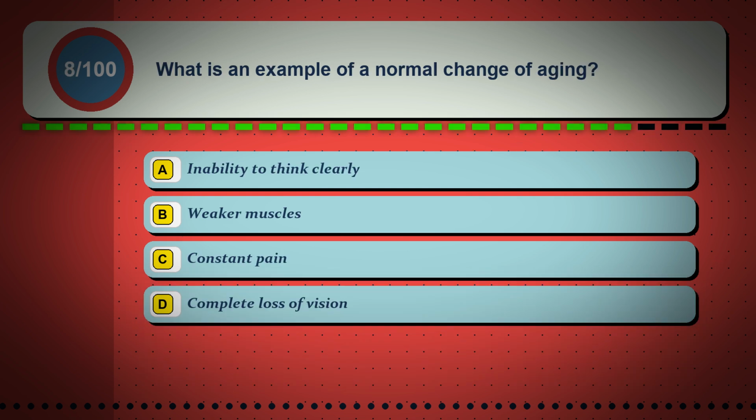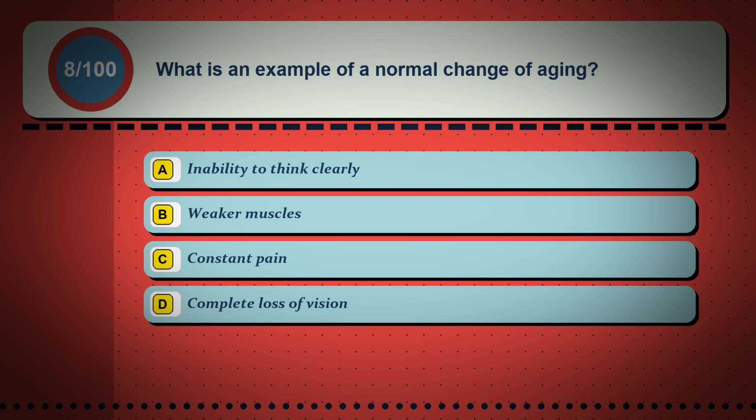Question 8. What is an example of a normal change of aging? Option A. Inability to think clearly. Option B. Weaker muscles. Option C. Constant pain. Option D. A complete loss of vision.